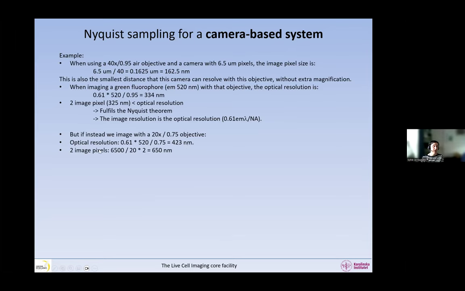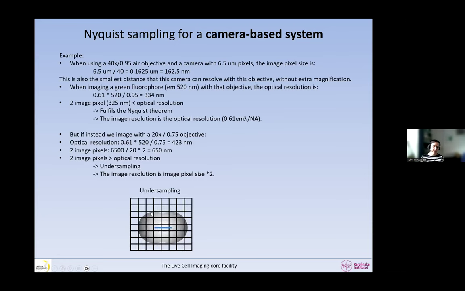So the pixels become the limiting factor. The two image pixel size is larger than the optical resolution, so we are undersampling. And in that case, the image resolution is the image pixel size multiplied by two. So 650 is the image resolution, instead of 423, which the objective is giving us.